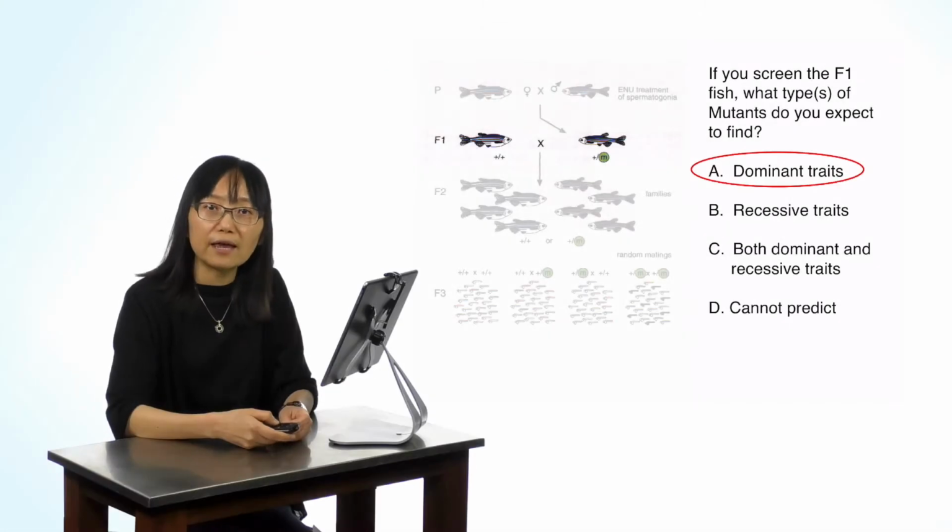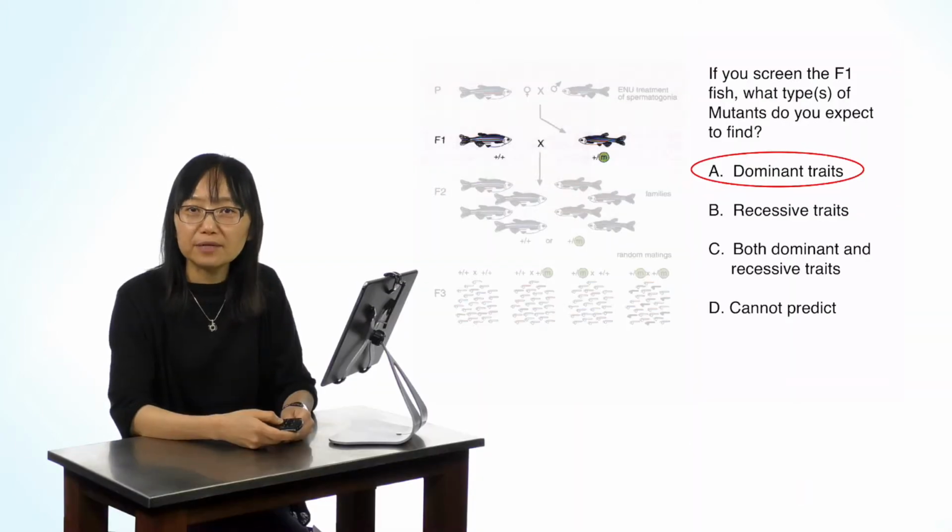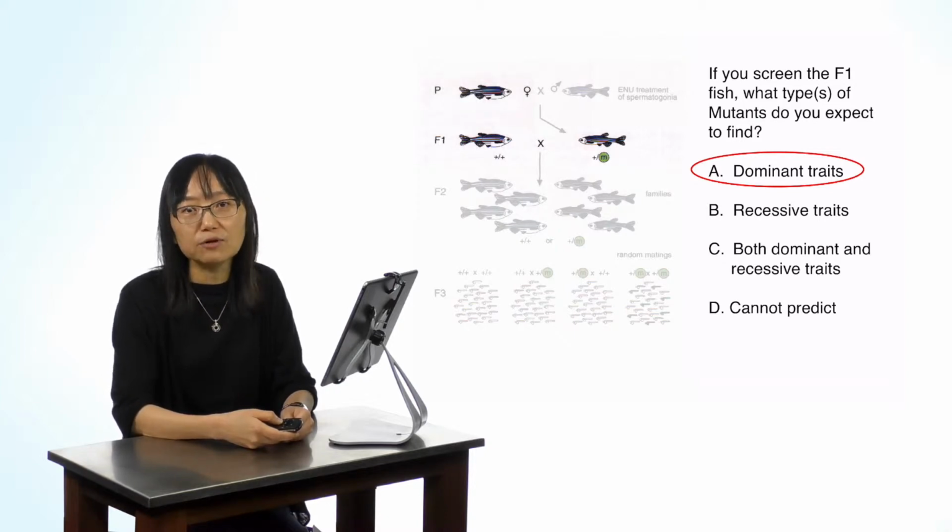The answer is A, dominant traits. Zebrafish is diploid, which means that they have 2 alleles of each gene. In the case of the mutated genes, the wild-type allele is inherited from the wild-type mother and the mutated allele from the ENU-treated father.